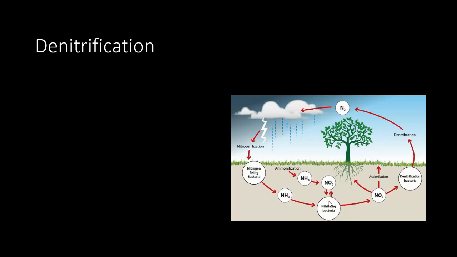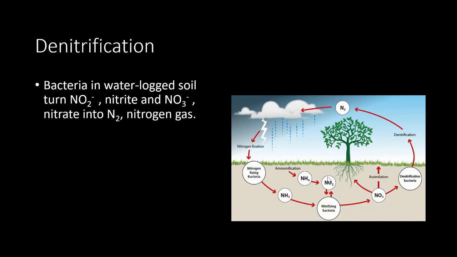Finally, there's something called denitrification. That's where bacteria, this happens in waterlogged soils like in wetlands, can turn nitrites and nitrates into nitrogen gas. So it goes back out into the atmosphere and then it can go back into this nitrogen cycle through either lightning or through these nitrogen fixing bacteria.